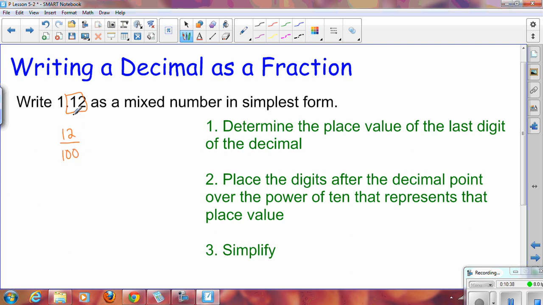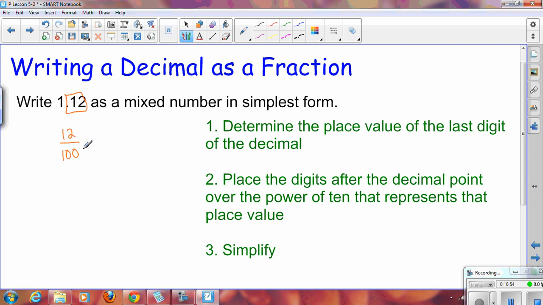Now some of us get a little confused once you're past the decimal point on your place value. So another way to do that would be to say there are 2 numbers after the decimal, so there are 2 zeros on the bottom of this fraction. Once you've got that, you simplify.